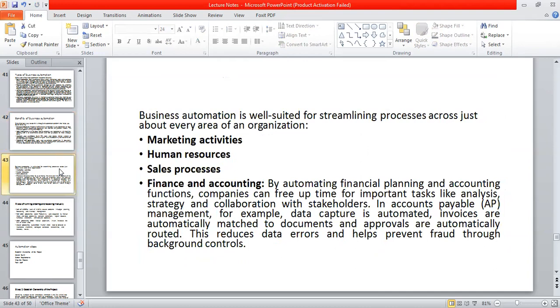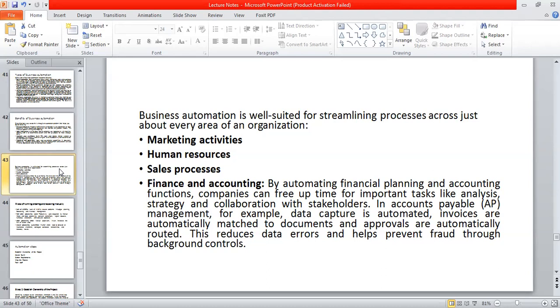Business automation is well suited for streamlining processes across just about every area of an organization, which includes marketing activities, human resource activities, sales processes, and finance and accounting activities. So given that the business process which we are required to propose an automation for is under finance and accounting.